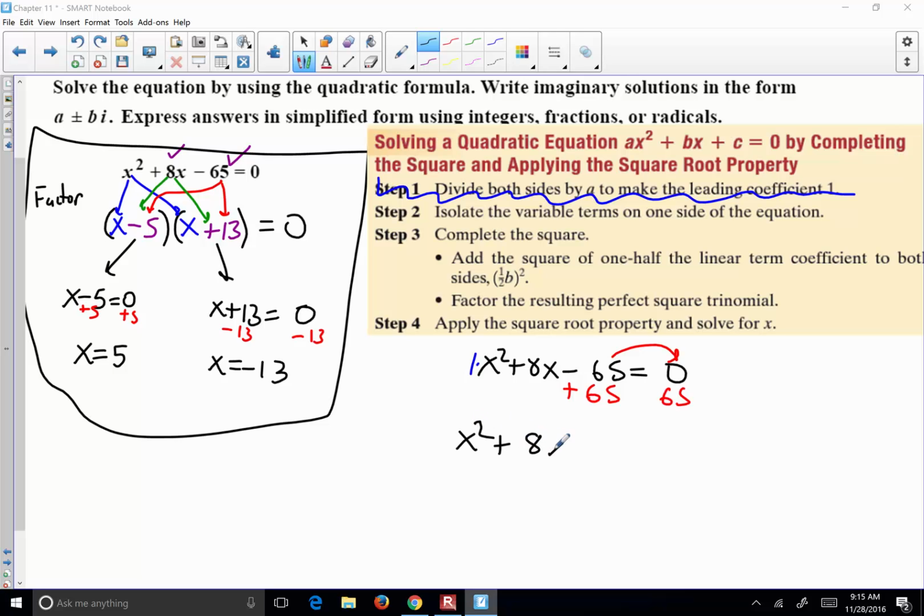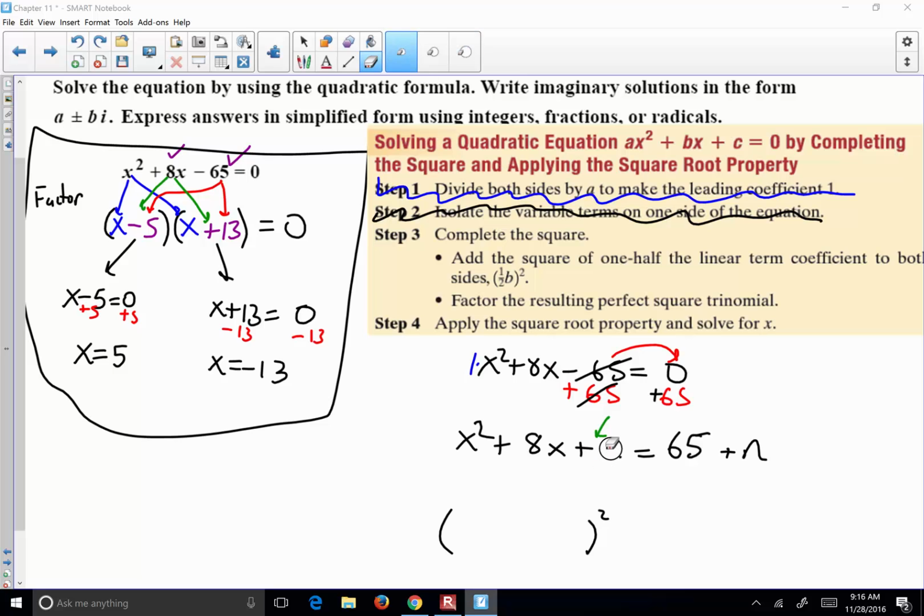And now this space is vacated, nothing, and the other side has gained some numbers, turned into 65. 0 plus 65, 65. That's step 2. Questions so far? Step 3, we are going to find a number that's going to turn this into a perfect square. So you need to find the number n here, add n to both sides, okay? And it's going to make this thing a square. So what is that number going to be?